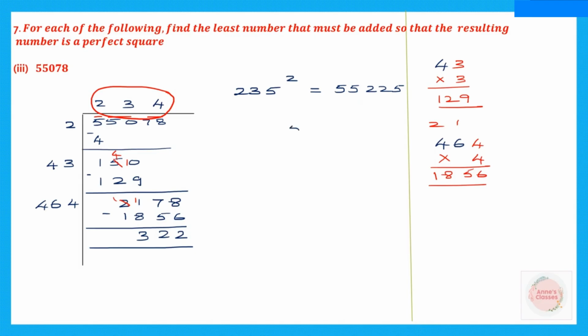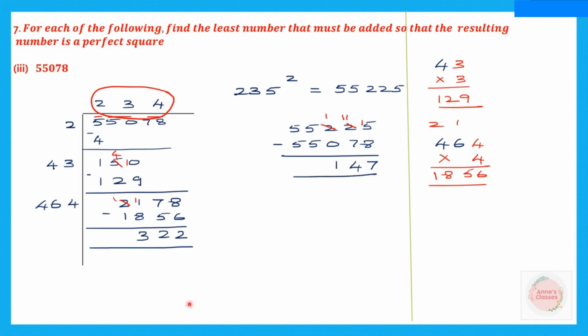Next step is we are going to subtract this number and this number. So let's take 55,225 minus 55,078. So here let's borrow. 15 minus 8 is 7. Again we need to borrow. So here we have 11 minus 7 is 4 and we have 1.